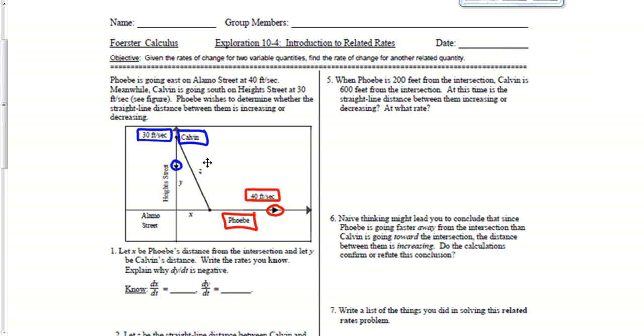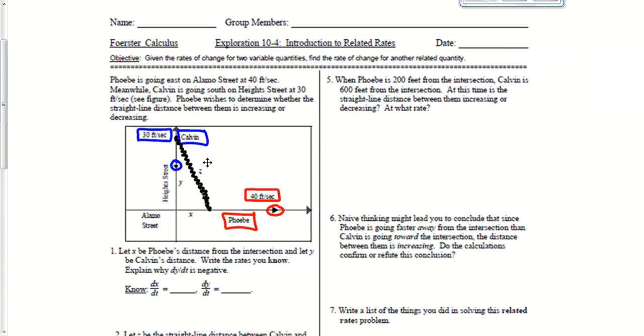So Phoebe wants to find out whether the straight line distance between them is increasing or decreasing. Now the straight line distance between them is labeled in the picture as z, and it's this distance right here. So the question is, is that length increasing or decreasing? So we're going to go ahead and answer the questions on this handout so that we can answer Phoebe's question.